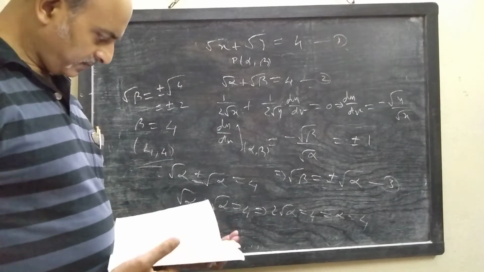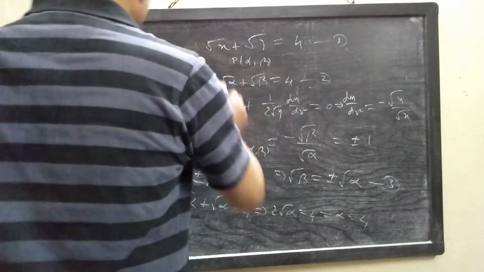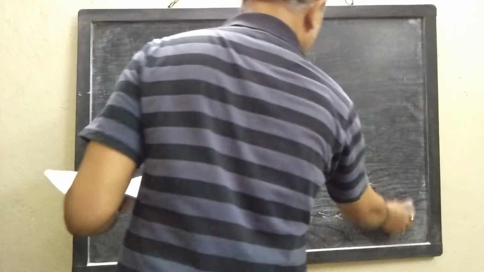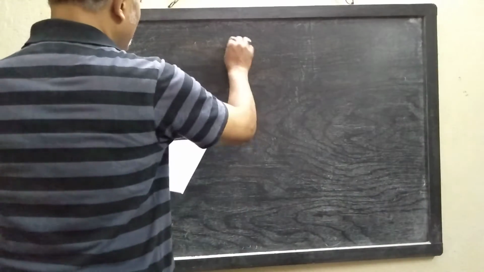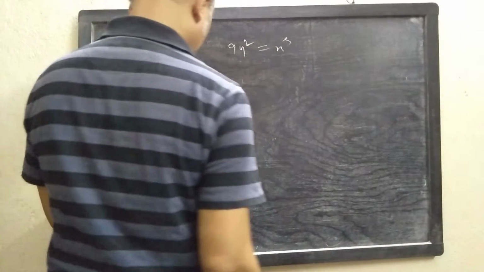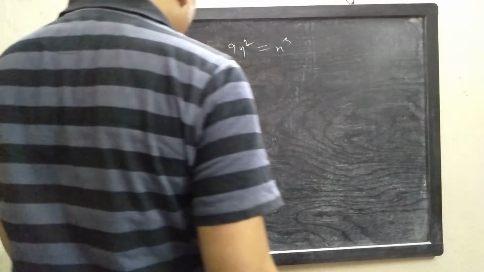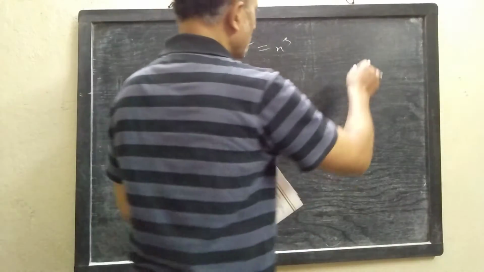Another problem, find the points on the curve 9y square is equals to x cube, where normal to the curve makes equal intercepts with x-axis. Equal intercepts.